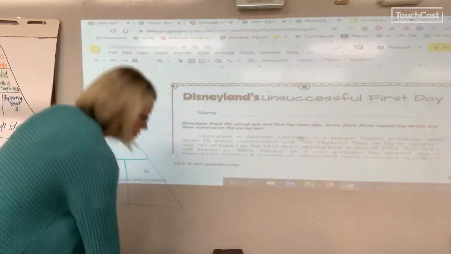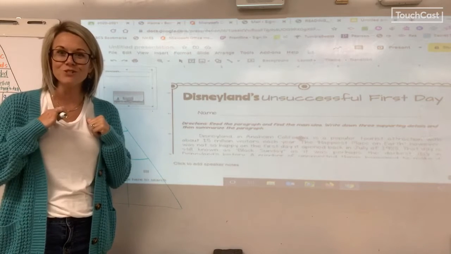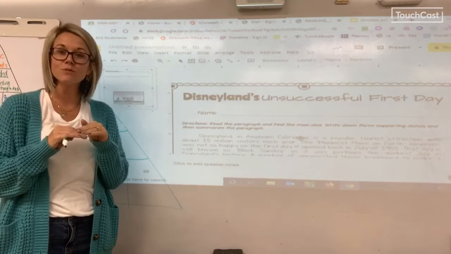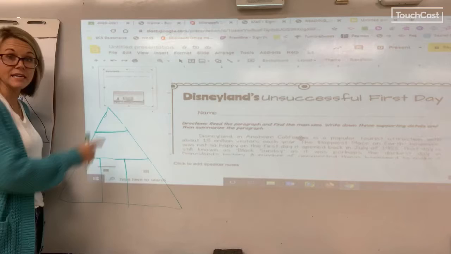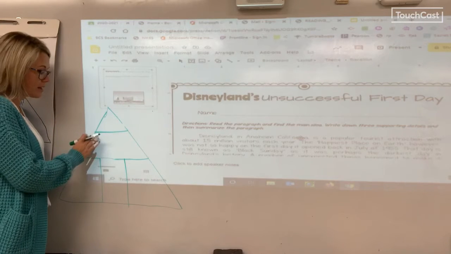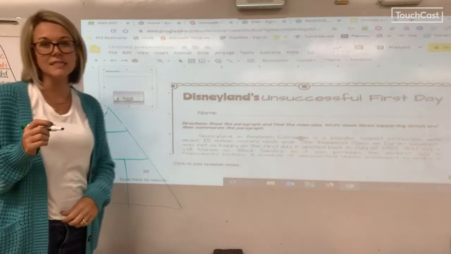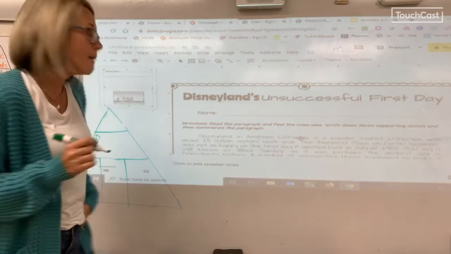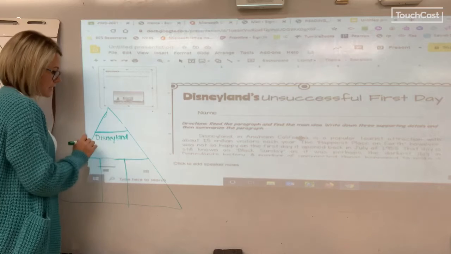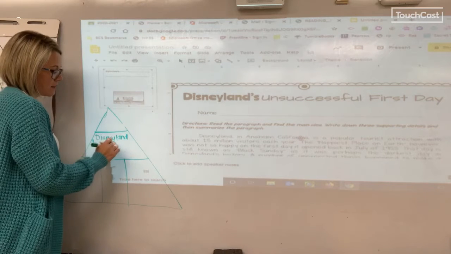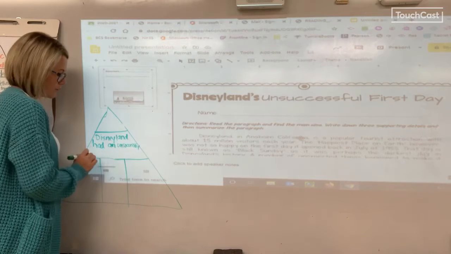So I know right now that this is my main idea. And I know that because, well, I told you. And in all the articles that we're going to read this week, our title is our main idea. So for my main idea pyramid here, I'm going to put this in a sentence because Disneyland's Unsuccessful First Day isn't a complete sentence. I'm going to put: Disneyland had an unsuccessful first day.